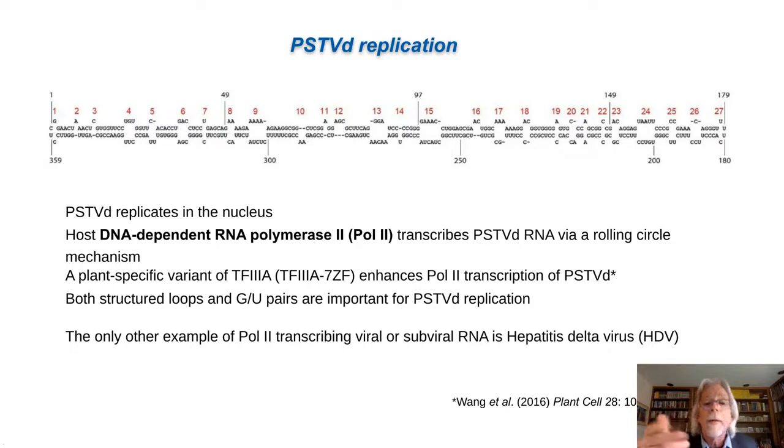The only other thing that I can tell you for certain is that some of the structured loops and GU pairs are critical for PSTVd replication. The only other example I'm aware of Pol II transcribing an RNA is hepatitis delta virus.